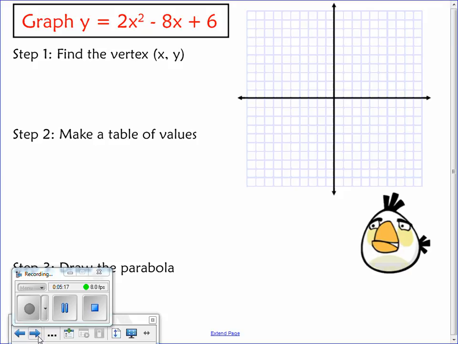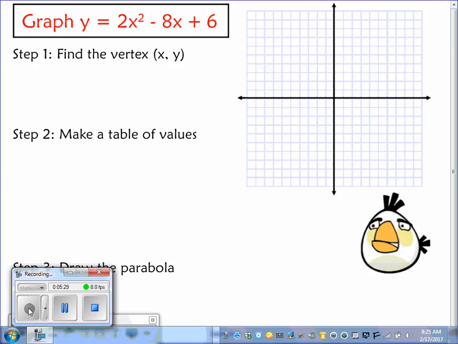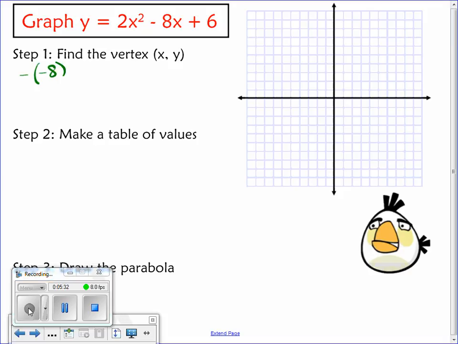So let's actually look now at graphing. First thing we're going to do is find the vertex. That way we know where it's going to go from one side to the other. Your x value is 2. You plug that back in. So 2, -2. All right, so 2, -2.